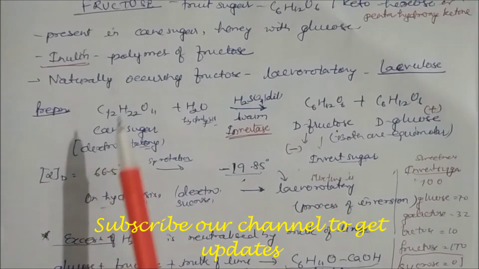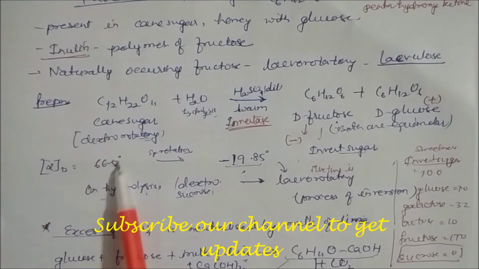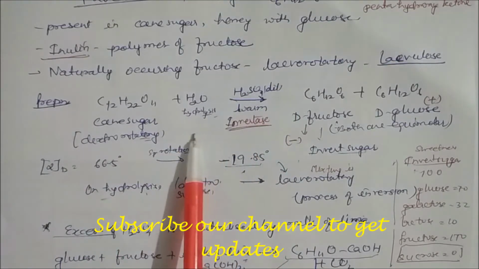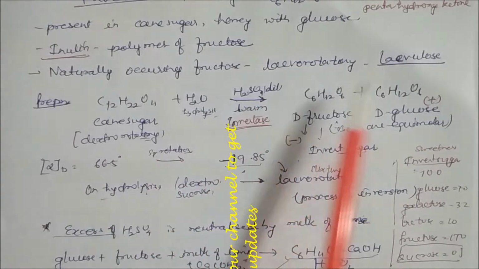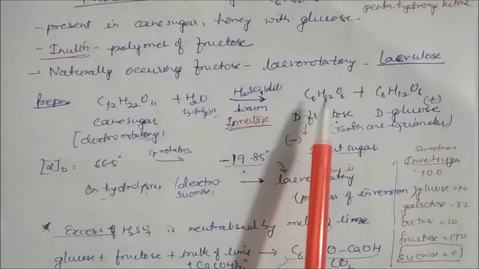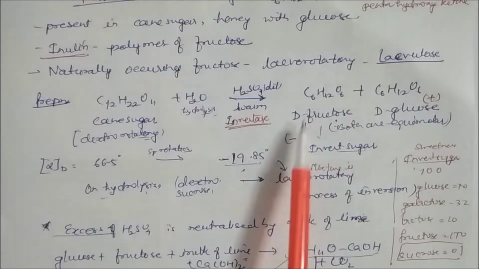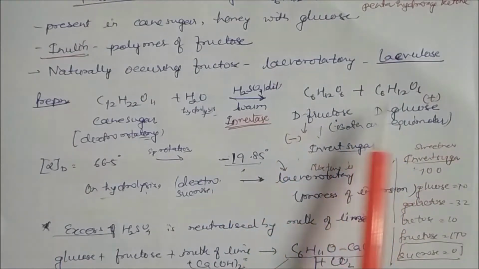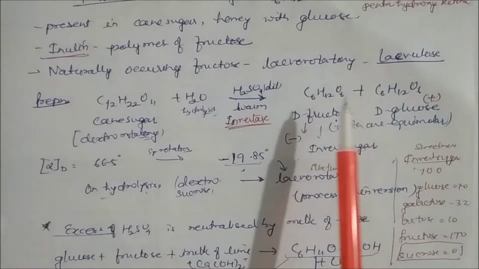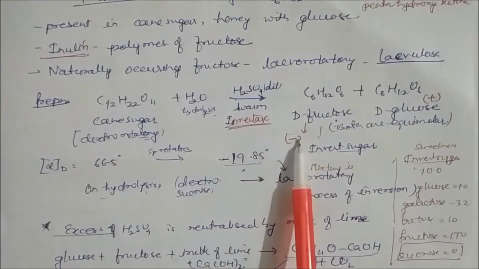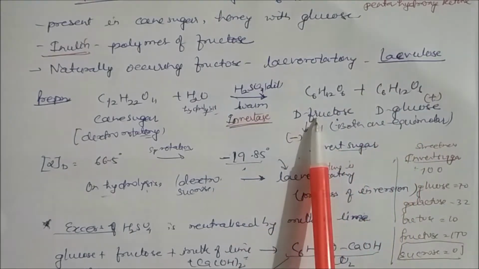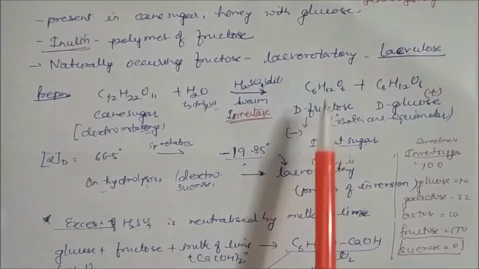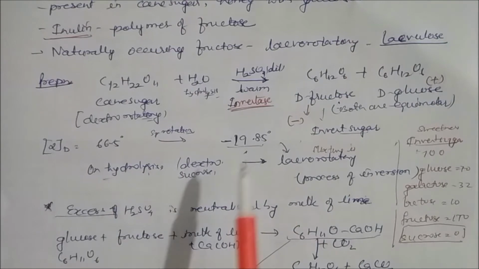How can you prepare it? You take cane sugar, which is dextrorotatory. Upon hydrolysis in the presence of dilute H2SO4, or with the invertase enzyme, it will convert into two molecules of C6H12O6, one D fructose and one D glucose. Already we have seen that D glucose is dextrose. Both are equimolar, but one will be dextrose and the other levulose. This levulose mixture is called invert sugar.